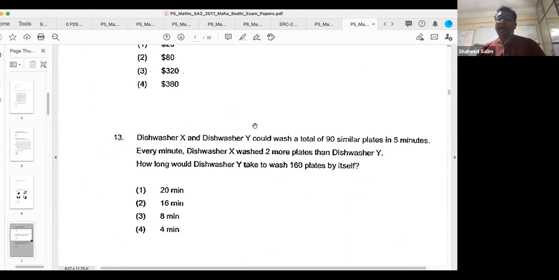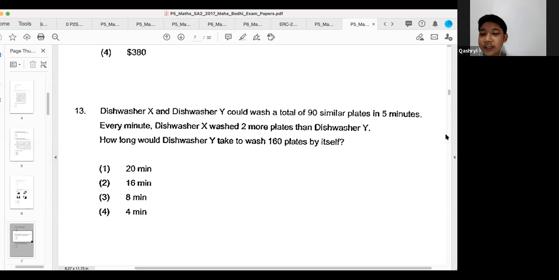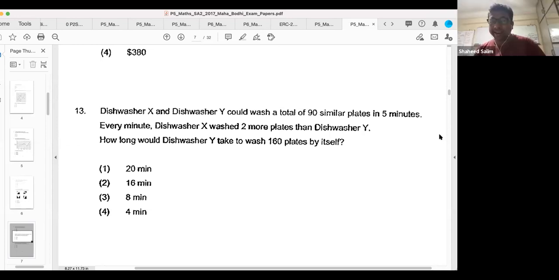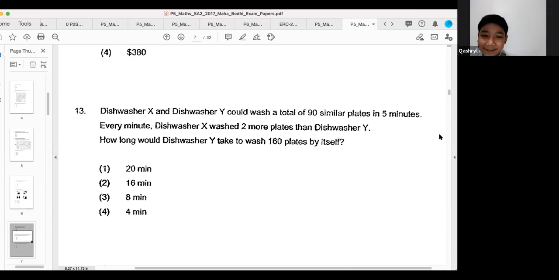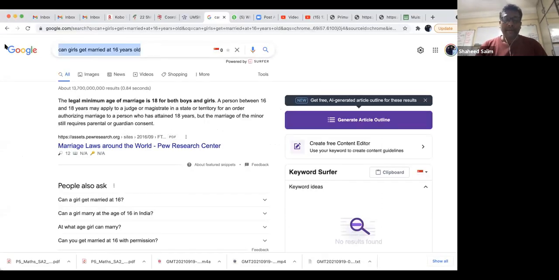Okay. What is a dishwasher? Dishwasher is normally okay. I can see we see what's a dishwasher because we don't really use this in Singapore. Let us see now.